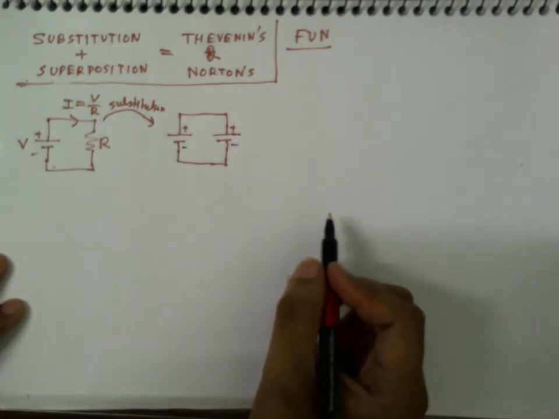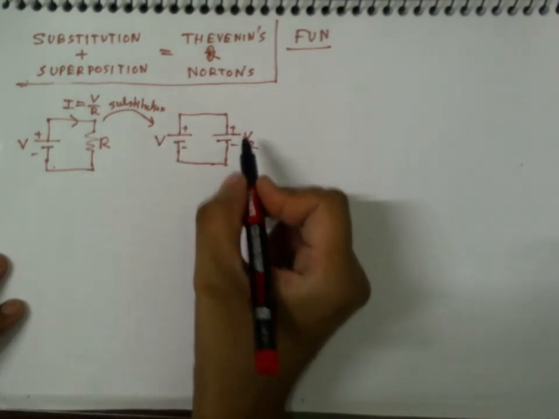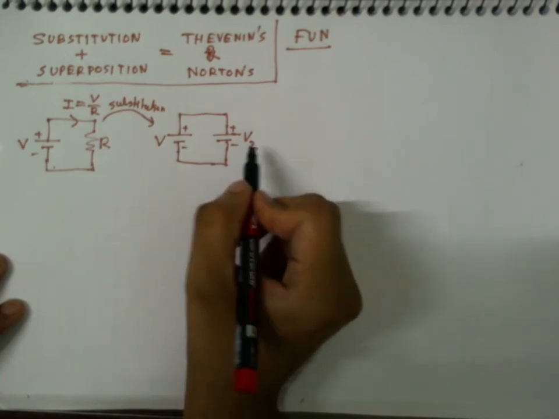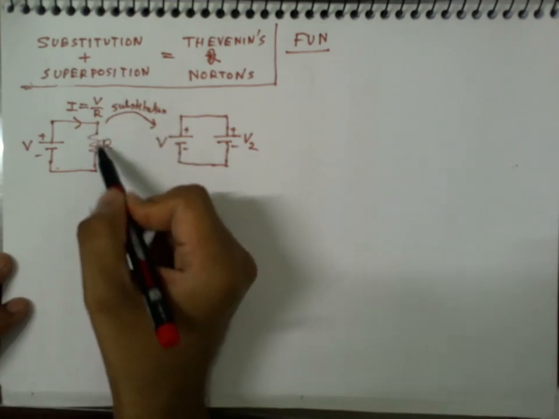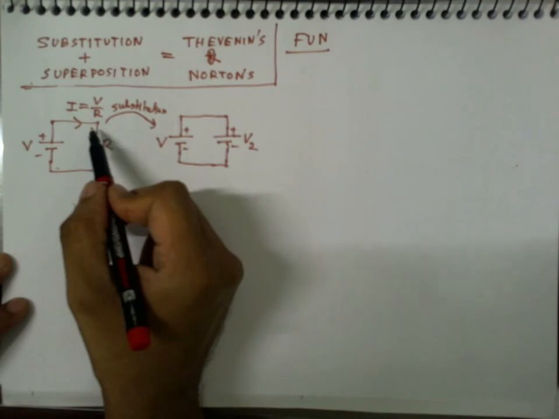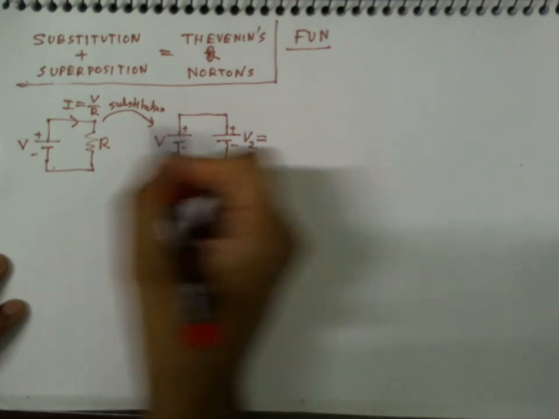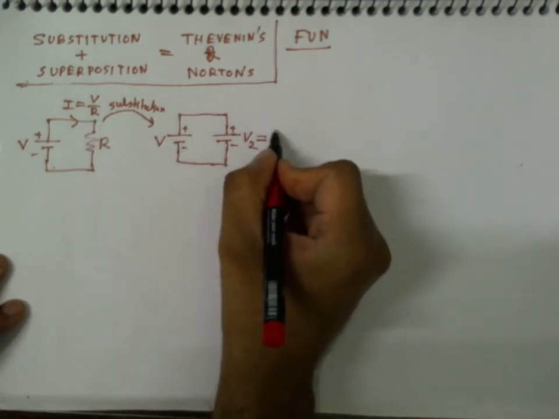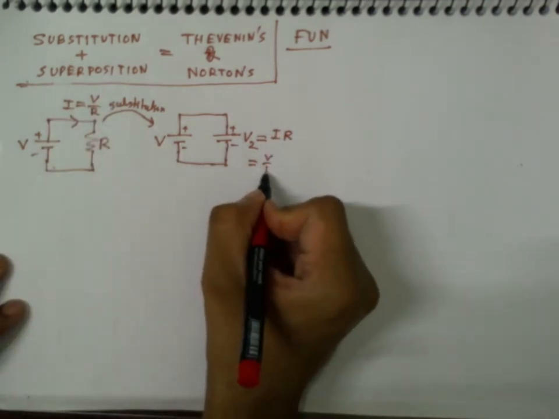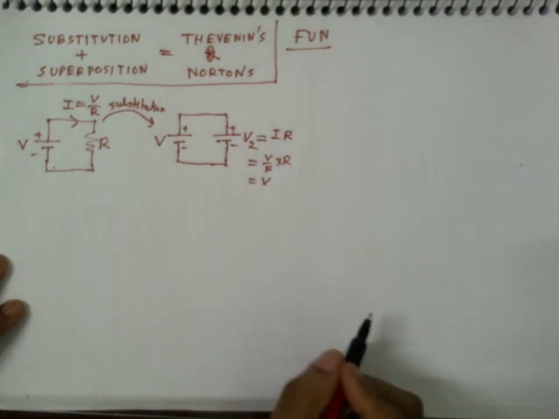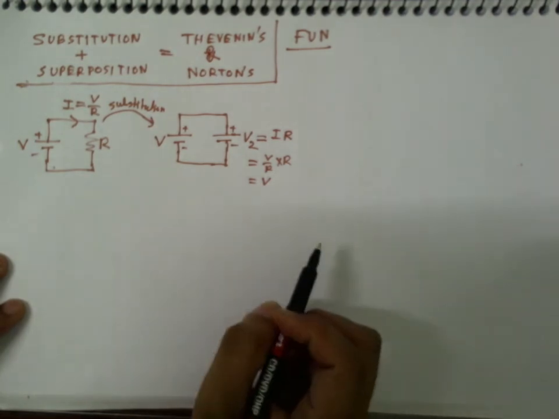Okay, and what should be the value of this? Let me call this V2. This was V in the original one. Now how should this V2 be? V2 should be equal to the voltage drop across this R in the original circuit. So the voltage drop across R in the original circuit should be V2. So that means this will be I times R. But now I is equal to V by R, so V by R times R is V. So V2 should be equal to V according to the substitution theorem.